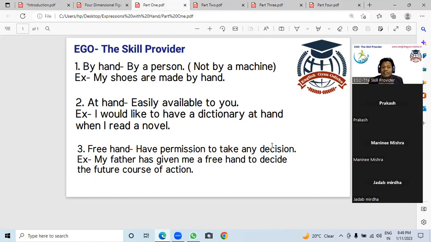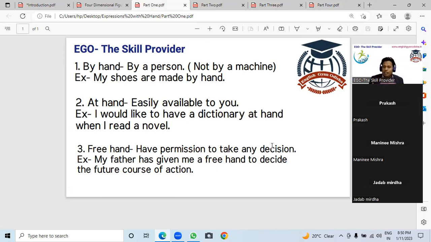I would like to have a dictionary at hand when I read a novel. Suppose I'm reading a novel, so I need a dictionary, because you know a novel has a lot of difficult words. Suppose the dictionary is kept on a shelf, it's very difficult for you. Again you have to go there, bring it for one word, and put it back. It's not like that. So you have to keep the dictionary at hand. That means something is easily available.